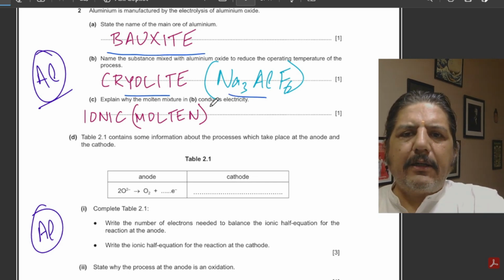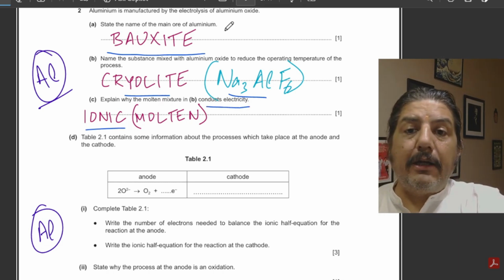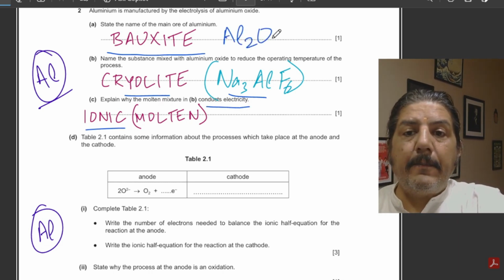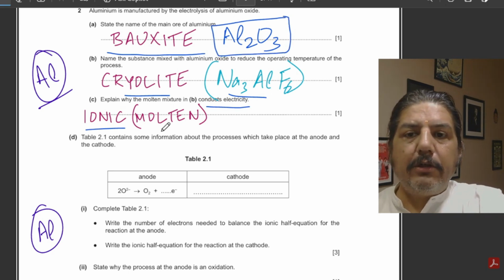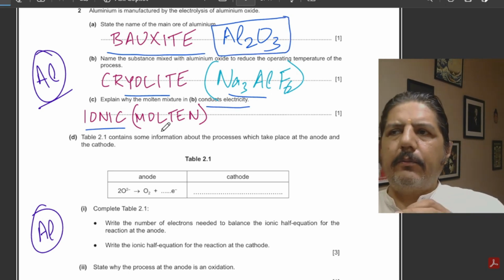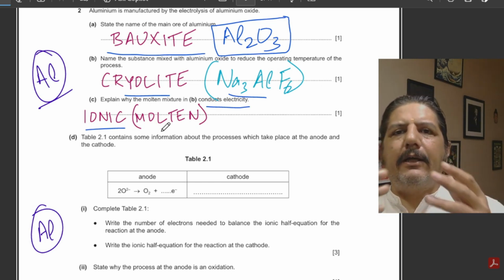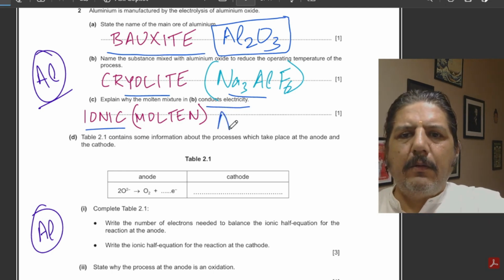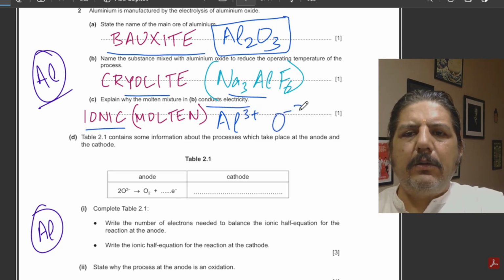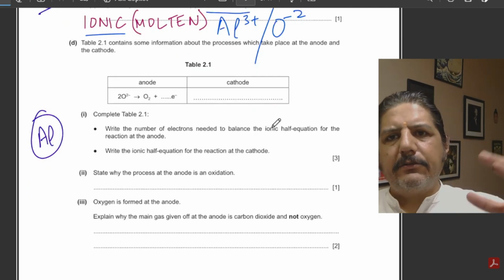Explain why molten aluminium oxide conducts electricity, because the Al2O3 aluminium oxide is an ionic compound. Once you have molten it, it breaks itself into its ions. That is why it is able to conduct electricity. Al3+ and oxide ions. Basically, the structure breaks due to melting.